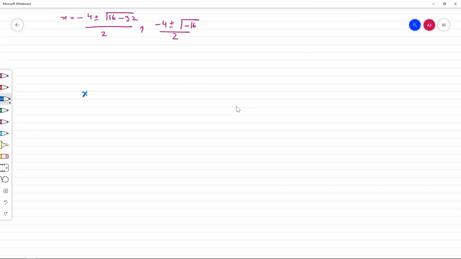For example, I have the equation x square minus x minus 12 equal to 0. And the question is like this: find the nature of the roots of this equation. So how do we find the nature of it?